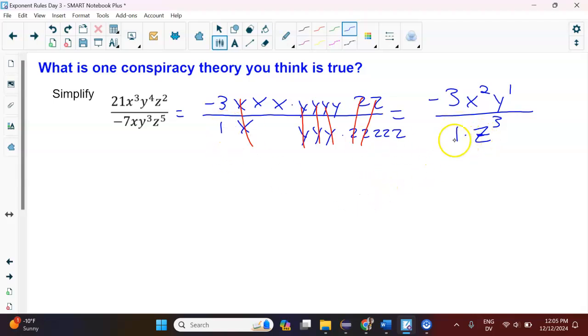Okay. And we still have this times 1. But really, the times 1 doesn't affect the question. So 2 more x's on the top. 1 more y on the top. Right. And then 3 extra z's in the bottom. Right. So that gives us this final answer like that.